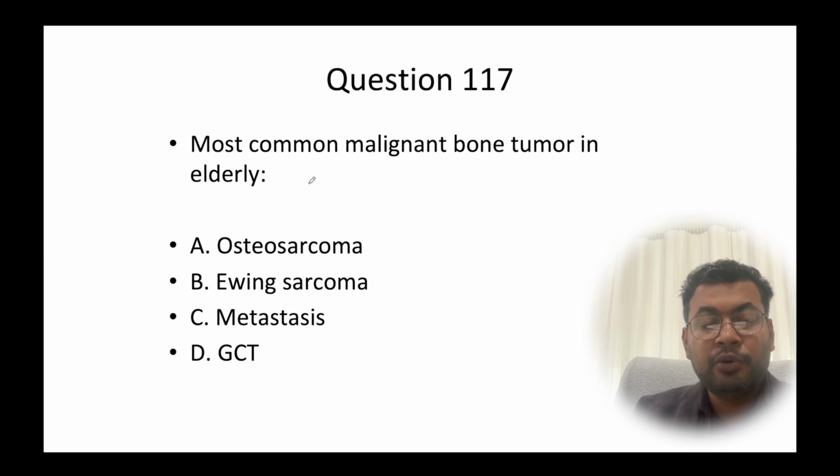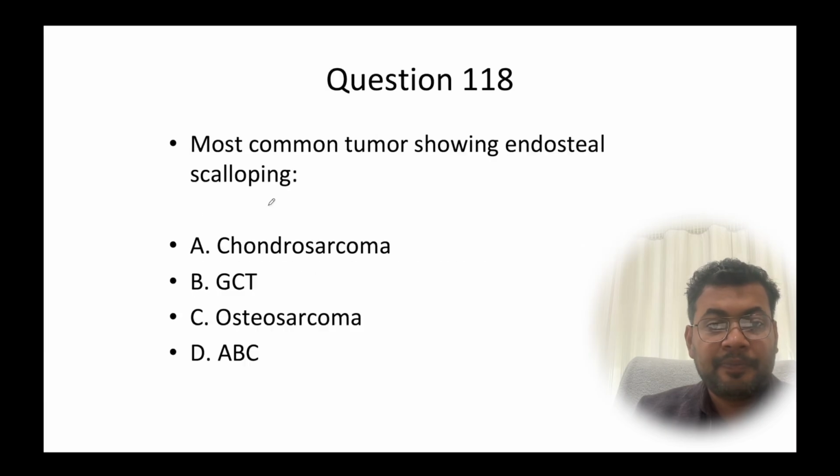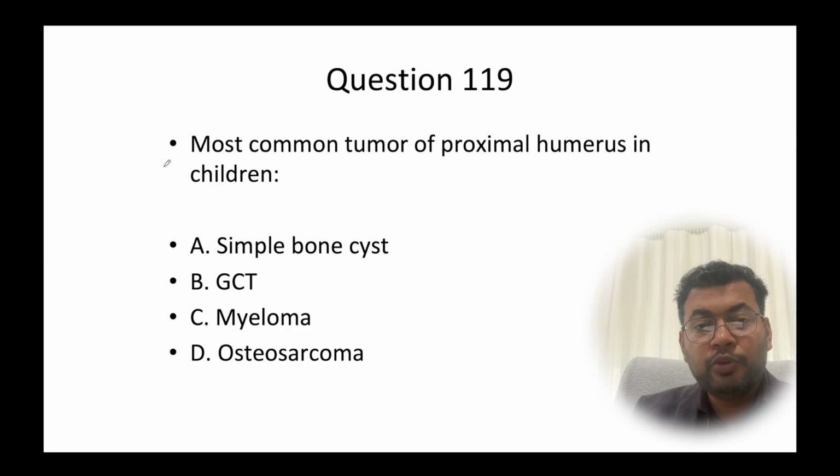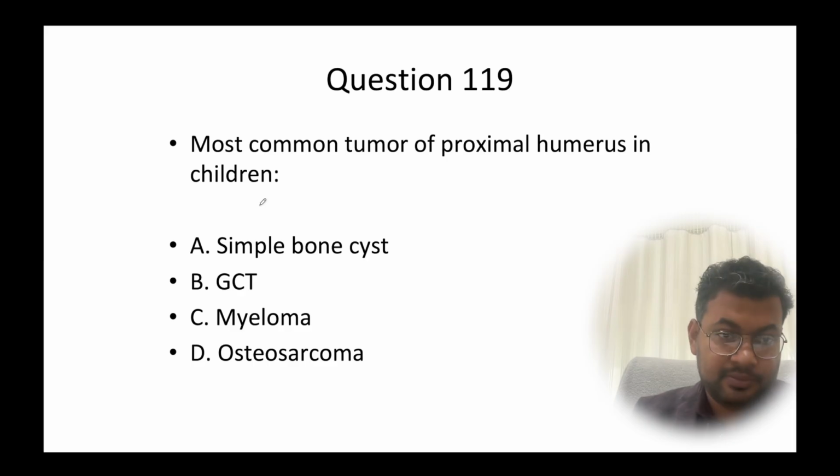Most common malignant bone tumor in elderly. So it is metastasis. Most common tumor showing endosteal scalloping. So mostly chondroid tumors show endosteal scalloping, and it is chondrosarcoma in our options. Most common tumor of proximal humerus in children, simple bone cyst. It is most common in proximal humerus and the most common tumor of the proximal humerus.